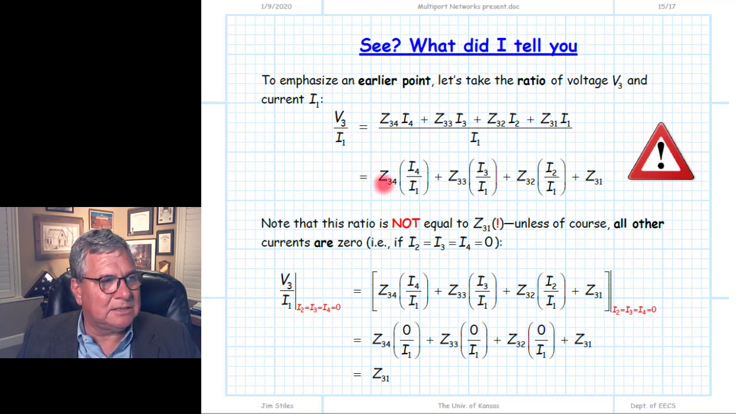And again, I emphasize this because over and over again, I get students telling me that Z31 is equal to V3 over I1. That's almost never true. It's only true under the rare condition that all currents except I1 are equal to 0.